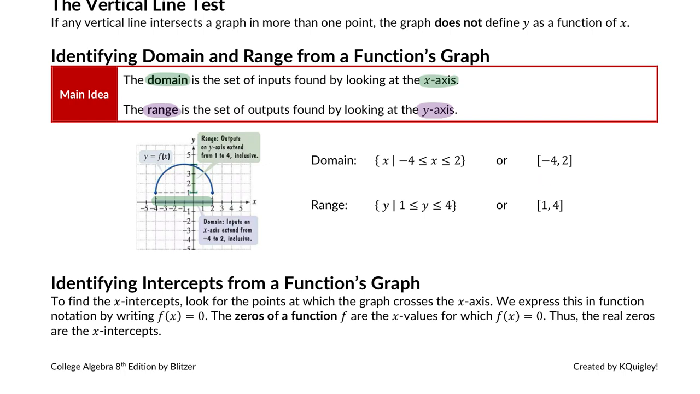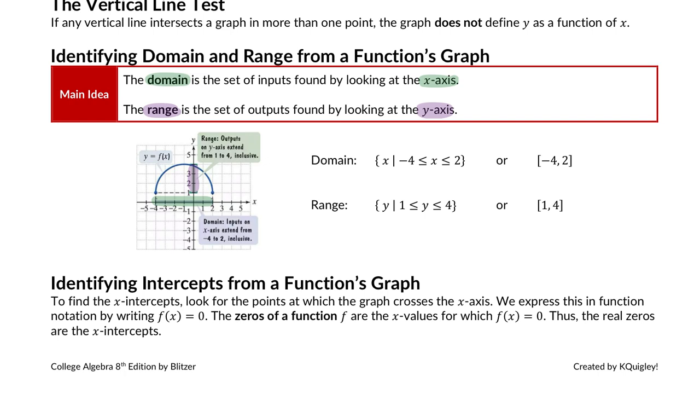The range, on the other hand, is the values of the y-axis where the graph shows up. So we have the lowest value at 1 and the highest value at 4, which means that the range is the y's, notice the letter change, such that y is between 1 and 4, inclusive with brackets, or in interval notation [1, 4]. Does this all look like things we've done before? Fabulous.